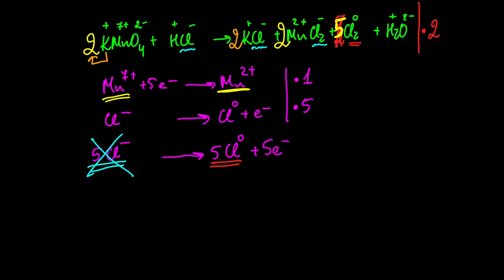Now we can calculate the total number of chlorine atoms after the reaction. 4 from MnCl2, 2 from KCl, and 10 from Cl2, so it equals 16. Now we write coefficient 16 in front of HCl. And lastly, coefficient 8 in front of the water. At last, the reaction is balanced.